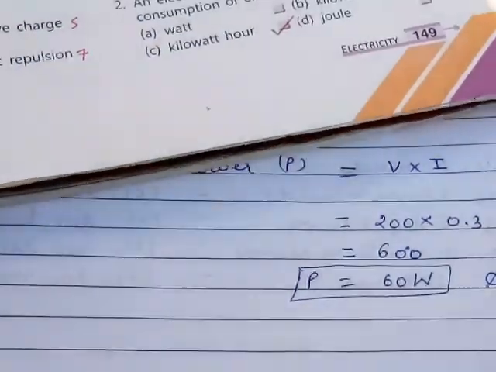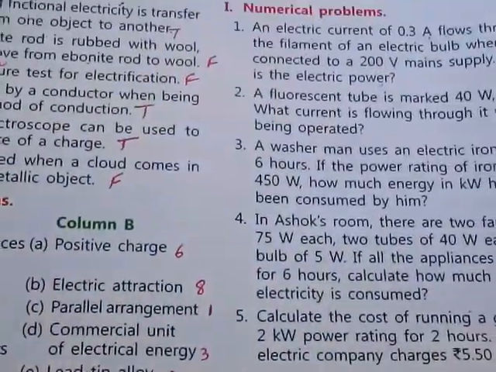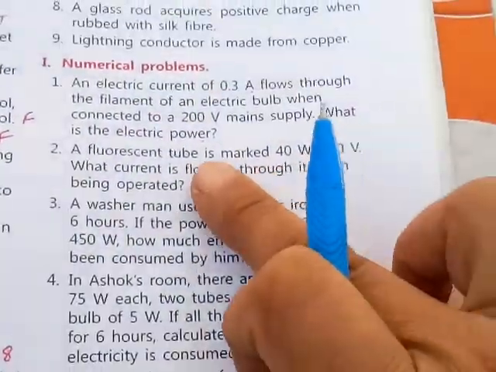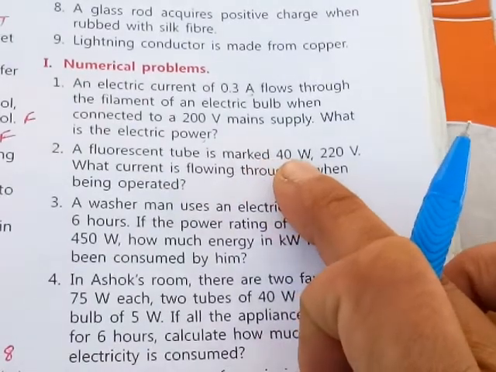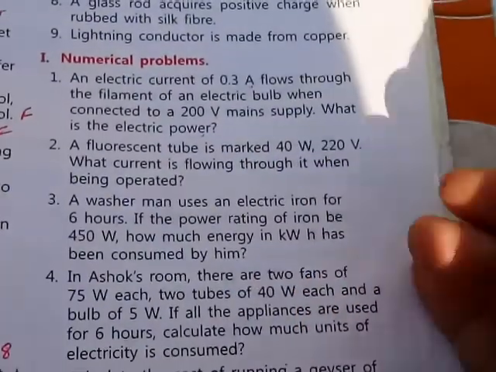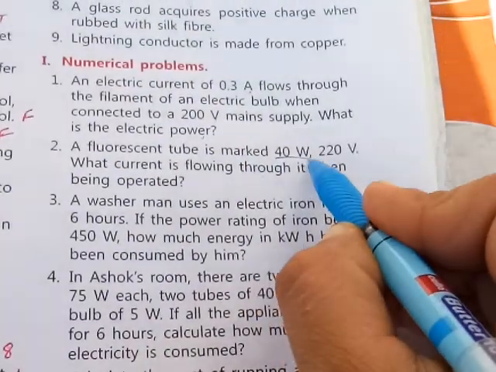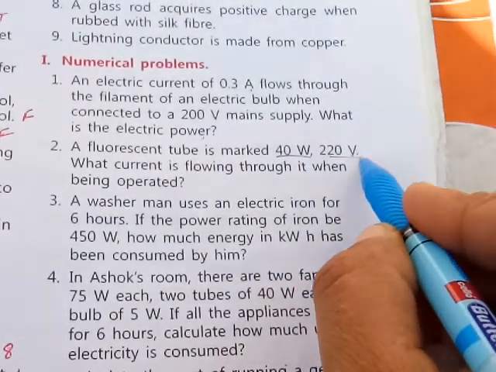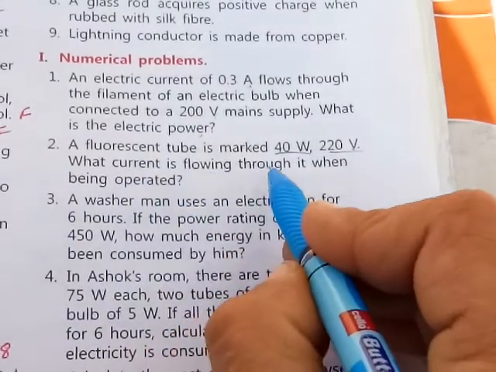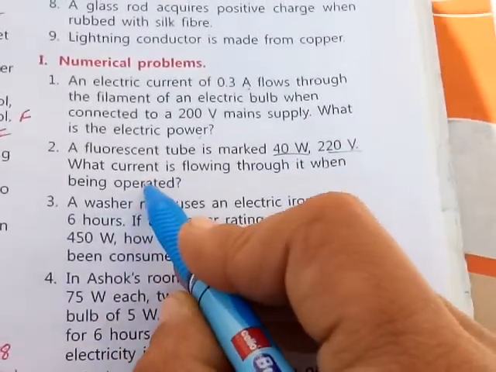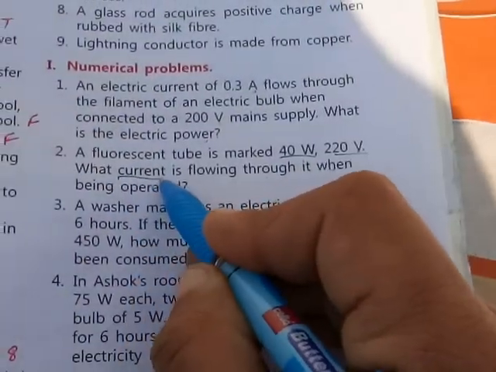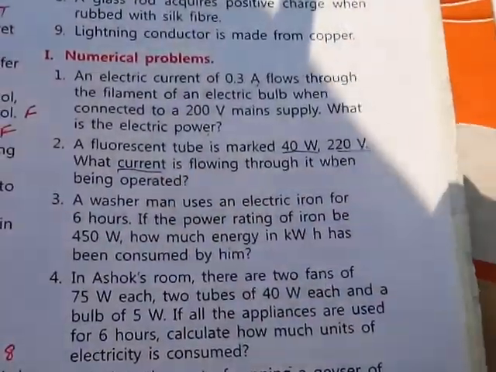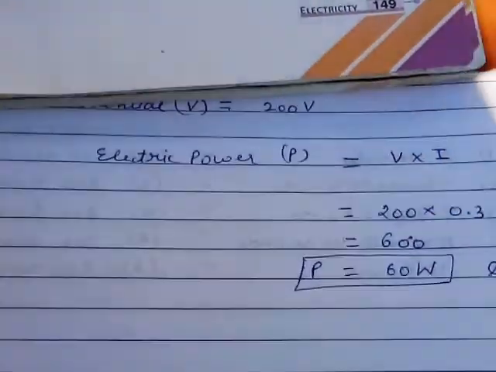Students, in the second numerical, given that a fluorescent tube is marked 40 watt, 220 volt. It means 40 watt is the power given, and 220 volt is the potential given. What current is flowing through it when it is being operated? We want to find current I. Okay, so let's solve the second numerical.